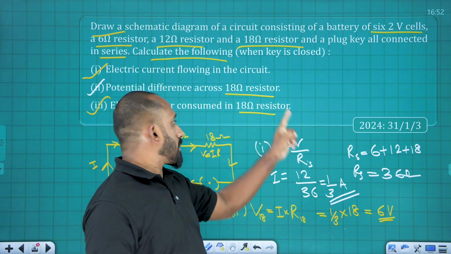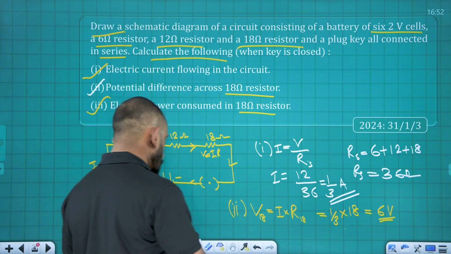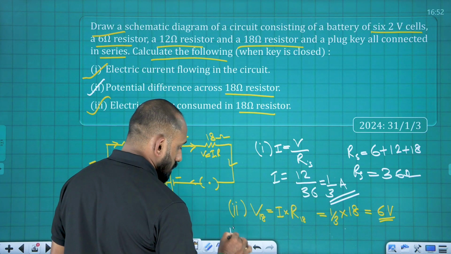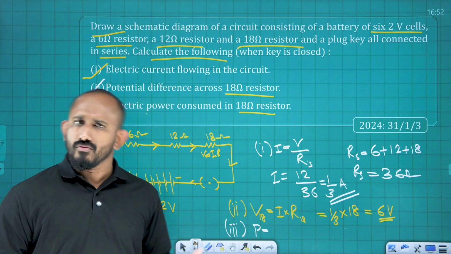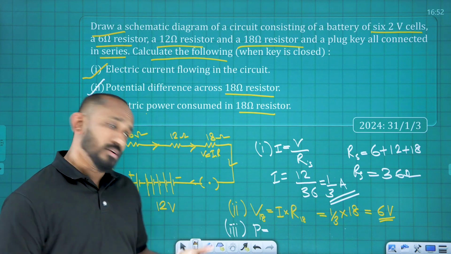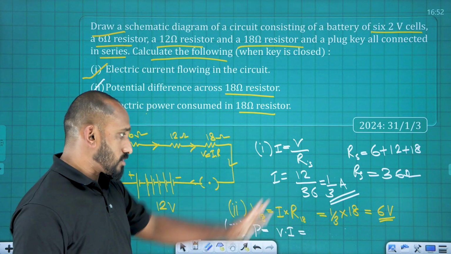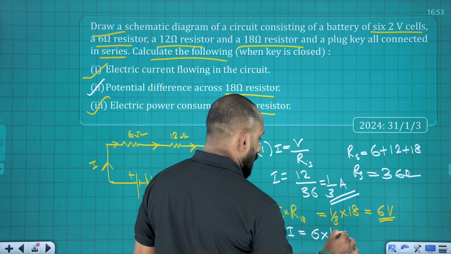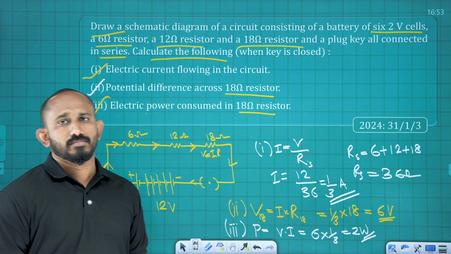Electric power consumed in the 18 ohm resistor. How much is the power across the 18 ohm resistor? For that, you have to use the power equation. P is equal to V into I, that's the easy one. V is 6 volt into I, 1 by 3, that is 2 watts. So 2 watts is the power across 18 ohm.